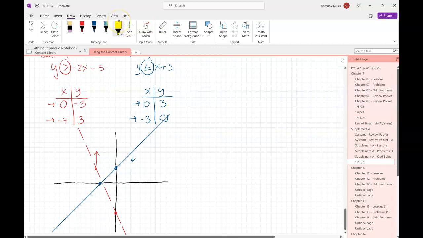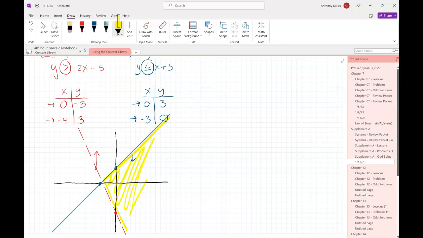So where on my graph is going to be above the red line, but still below the blue line? It would be that stuff, right? That space right in there. Everybody okay with that? This picture is my answer.